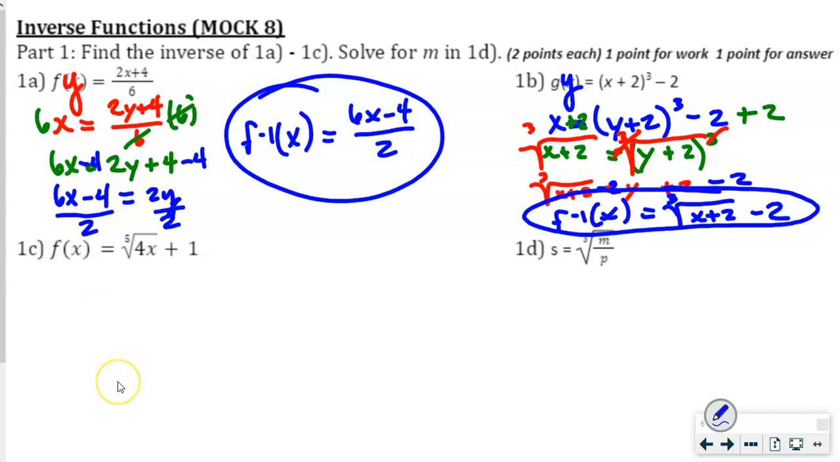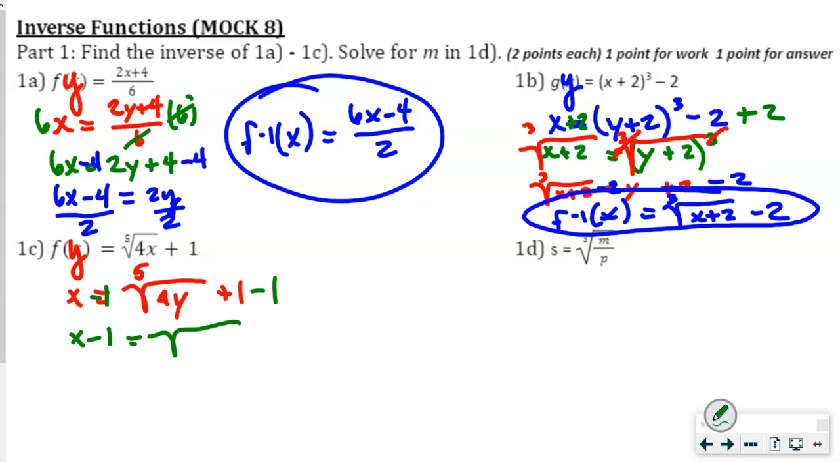So, C, again, remember we're swapping x and y, so this is our y. So we're going to change that into an x, and then we have the 5th root of (4y plus 1). Going to subtract 1 from both sides, so that's going to be x minus 1 equals the 5th root of 4y. So again, if we have a root, we're going to take it to the 5th power to get rid of it, right? So we're going to do this on both sides. So it's going to be (x minus 1) to the 5th power is equal to 4y.